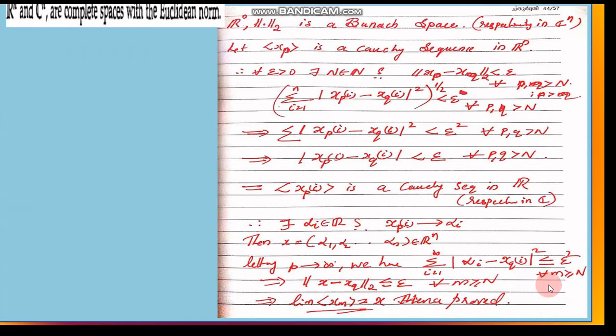Not m, actually it's q, right? q greater than or equal to N, which implies that the limit of that sequence is equal to x, right? So that means that the sequence converges in R^n. So with respect to the Euclidean norm, that is norm 2, this is a Banach space. Similarly you can prove it for norm p also. Otherwise, you can say they are equivalent. So with respect to norm p also, it is a Banach space.